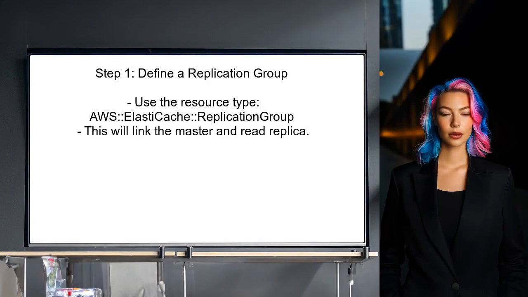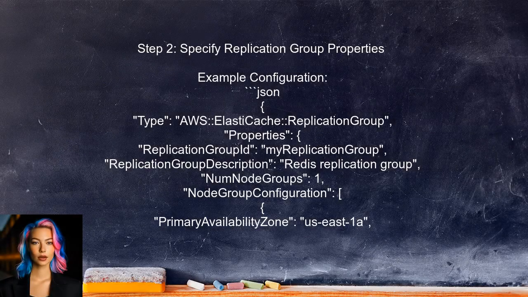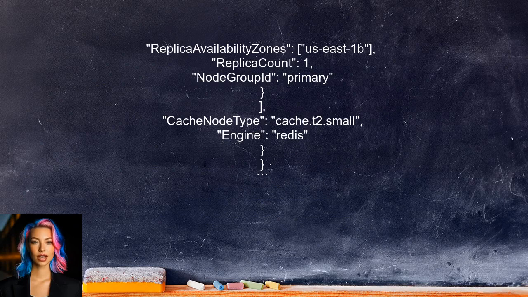To create a Redis cache cluster with a read replica in AWS CloudFormation, the user should start by defining a replication group. This is essential for linking the master and the read replica together. Next, the user should specify the properties for the replication group. This includes setting the replication group ID, the number of replicas, and the node type.